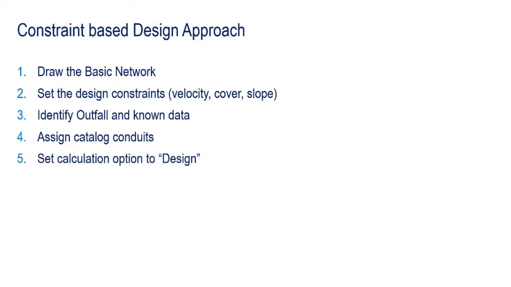Assign the catalog conduits, set the calculation option to design. The GVF convex and the GVF rational solvers both have the switch from analysis to design. So you have to switch it to design when you are doing a design constraint based design. Compute and generate results, then review them.